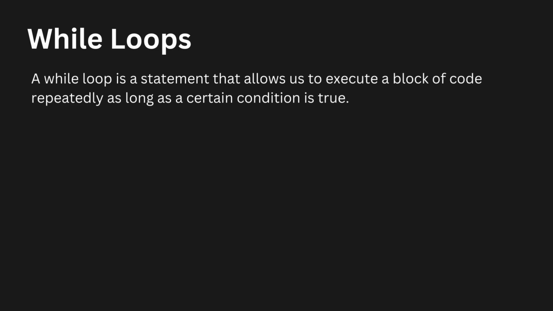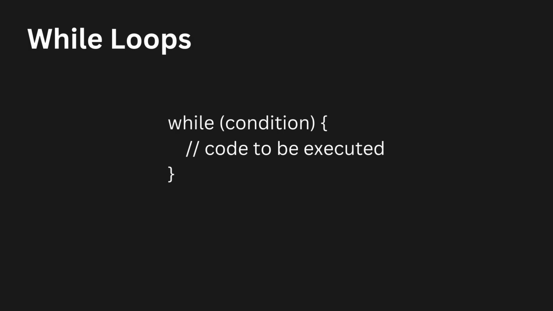A while loop is a statement that allows us to execute a block of code repeatedly as long as a certain condition is true. The syntax for a while loop looks like this. The condition is the expression that must be true in order for the loop to continue executing. And inside the loop, we can put any code we want to execute repeatedly. Let's look at an example.